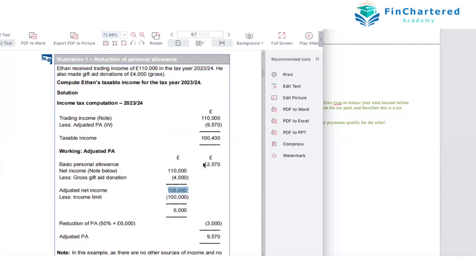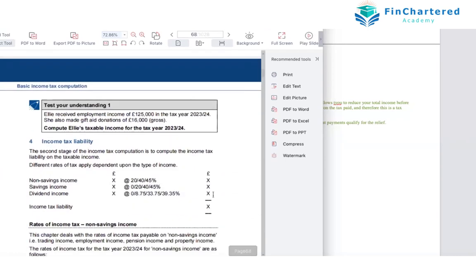The excess over 100,000 is 6,000. 50% of that will be reduced in the personal allowance. So personal allowance will fall by 3,000. So the adjusted personal allowance will be 12,570 minus 3,000, which is 9,570. We've done this today in Test Your Understanding 7.